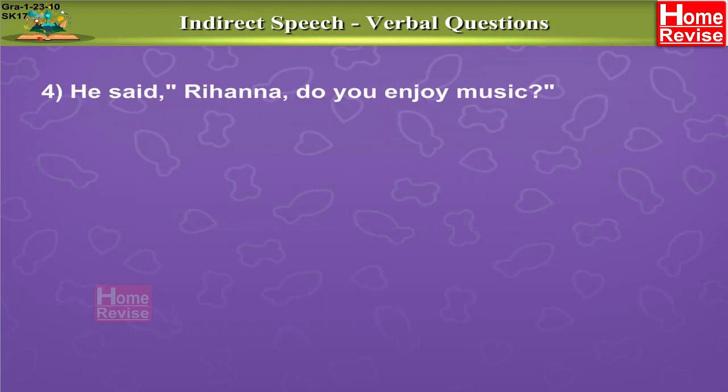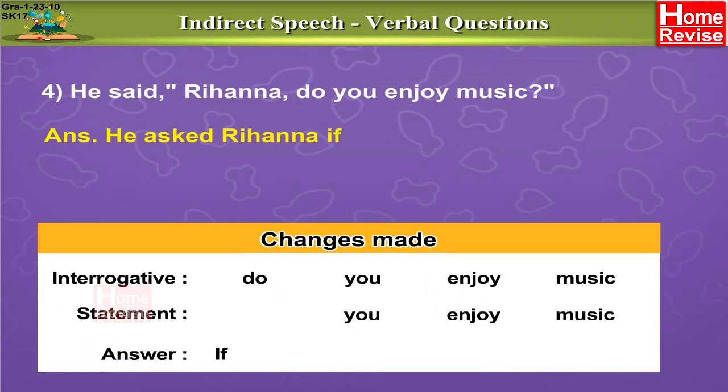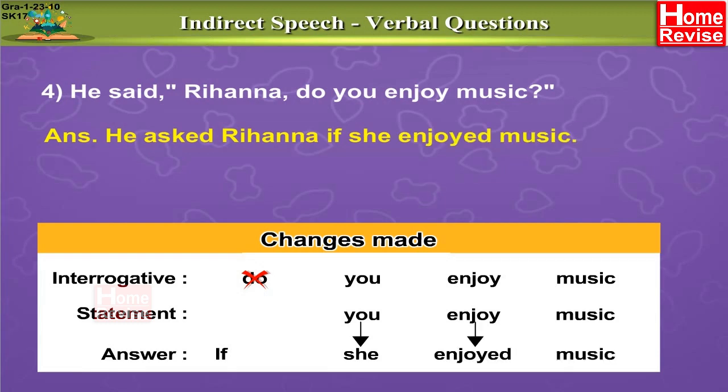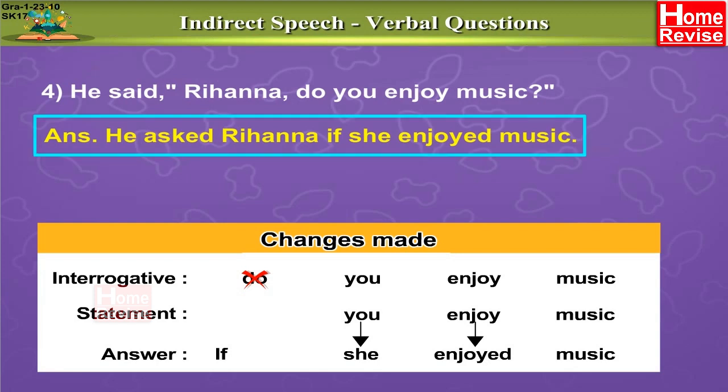Shall we take one more example? Here we go. He said, "Rihanna, do you enjoy music?" He said changes to asked whom? Rihanna. So he asked Rihanna. What is the conjunction? If. Rihanna is a girl, so obviously you will change into she. As per the rule, remove do and the verb enjoy becomes enjoyed. So the answer is he asked Rihanna if she enjoyed music. Full stop. Well, isn't it interesting?